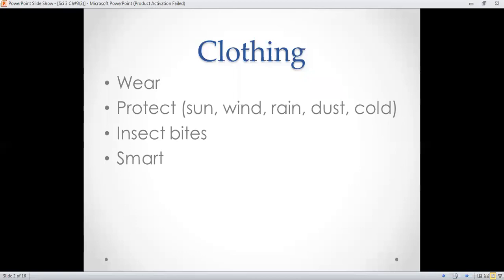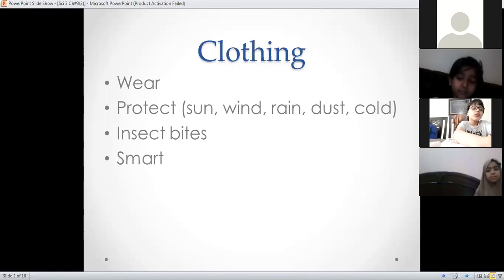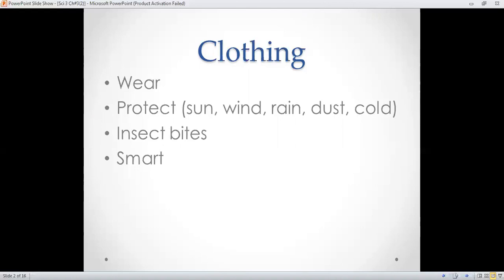As you all know, especially in summer season, a very hot wind is blowing. So we should wear light clothes in summer, and in winter season there is too much coldness outside. To protect us from this coldness and hotness, we should wear clothes. We can also protect ourselves from the rain, from dust, and from cold. These are the things from which clothes help us to protect ourselves.